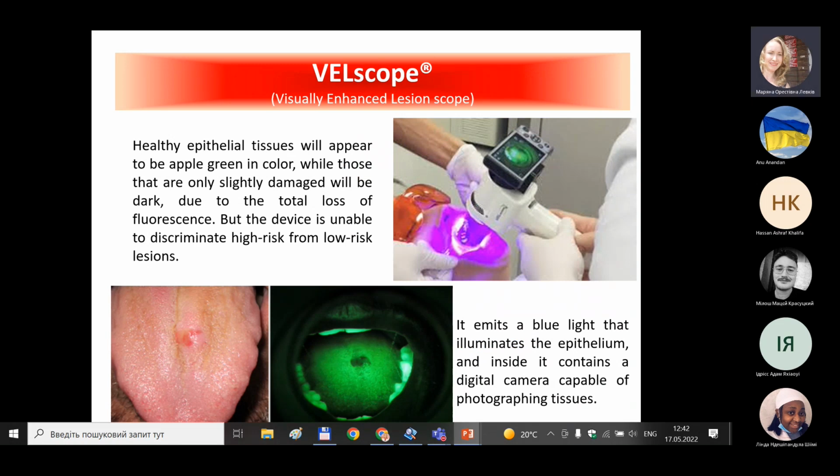Velscope. Healthy epithelial tissue will appear apple green in color, while those that are even slightly damaged will be dark due to the total loss of fluorescence, but the device is unable to discriminate high-risk from low-risk lesions. This device emits a blue light that illuminates the epithelium, and inside it contains a digital camera capable of photographing tissues, as seen in this photo.